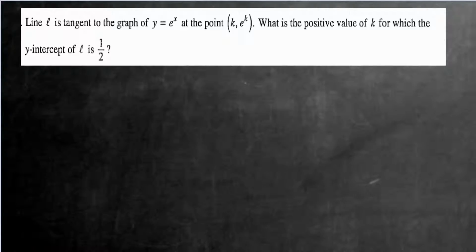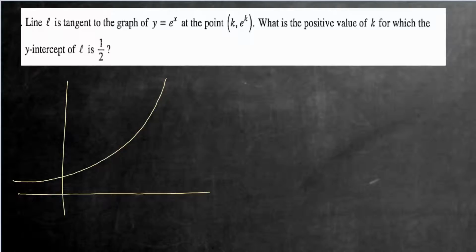Alright, we're looking at this calculator problem. Line L is tangent to the graph of y equals e to the x. So you might want to just sketch in the graph of y equals e to the x quick. At the point k comma e to the k, what is the positive value of k, and positive is key, for which the y-intercept of L is 1/2?